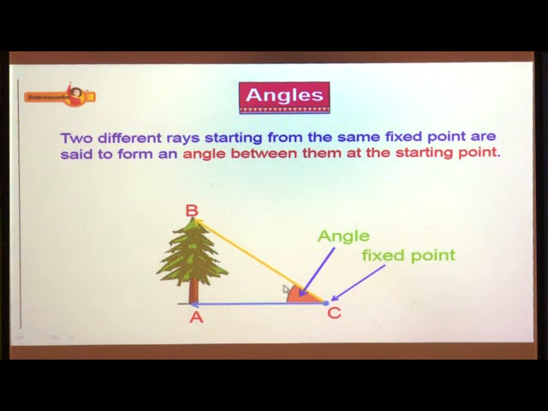Here the rays are named ray BC and ray AC, and the angle is formed, and this is the fixed point which is named C. Let us see the definition one more time. Two different rays starting from the fixed point, this is the fixed point, are said to form an angle between them. An angle is formed between them at the starting point.